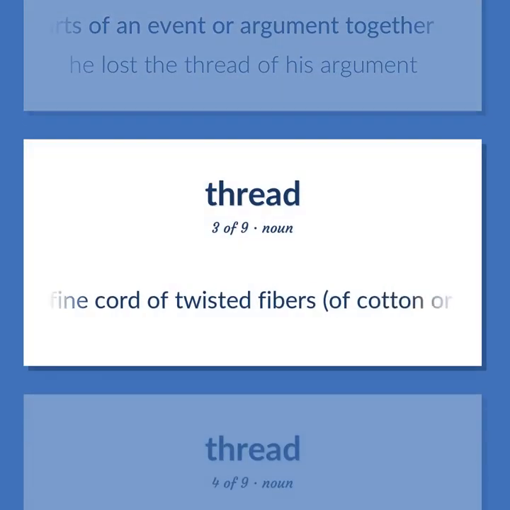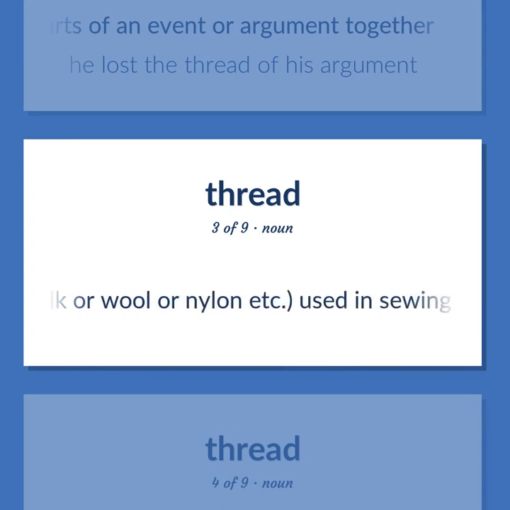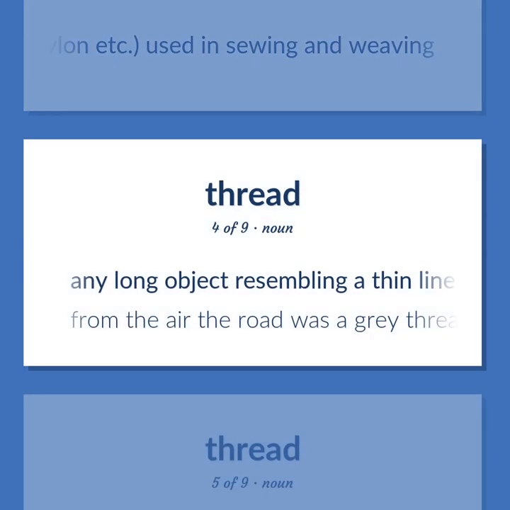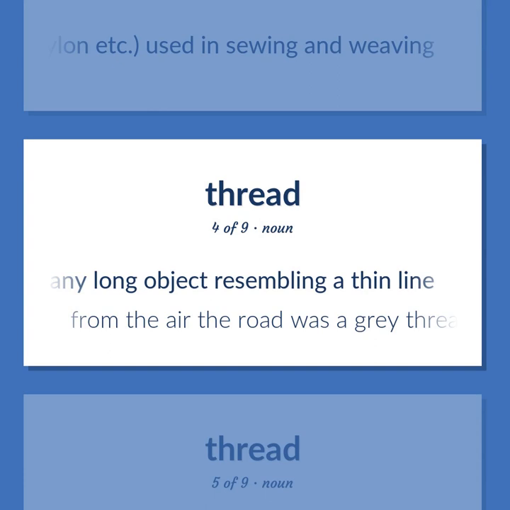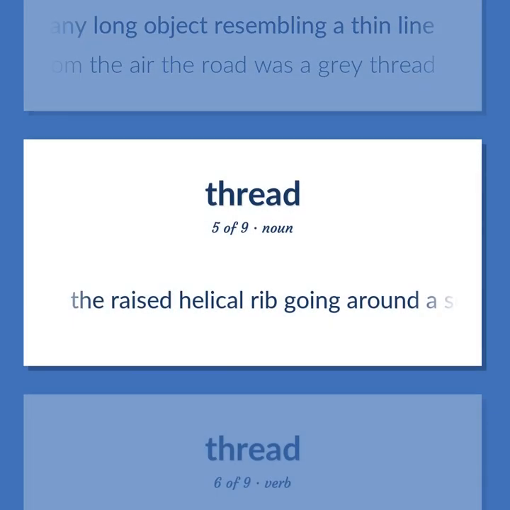A fine cord of twisted fibers, of cotton or silk or wool or nylon, etc. Used in sewing and weaving. Any long object resembling a thin line. From the air, the road was a gray thread. The raised helical rib going around a screw.